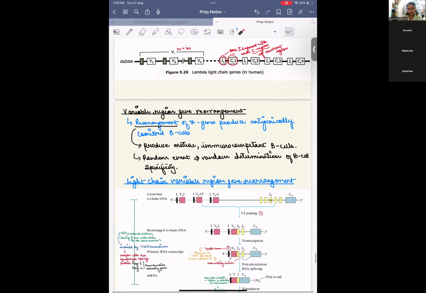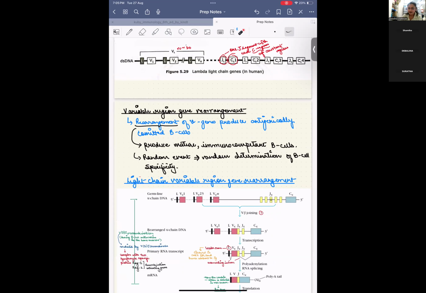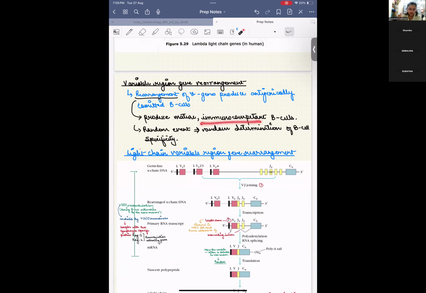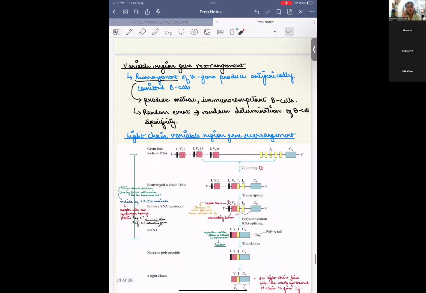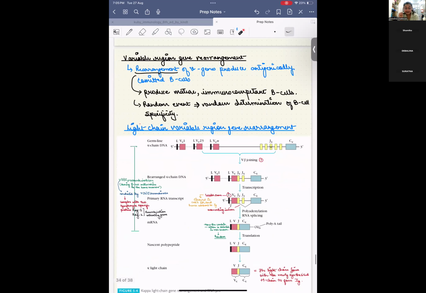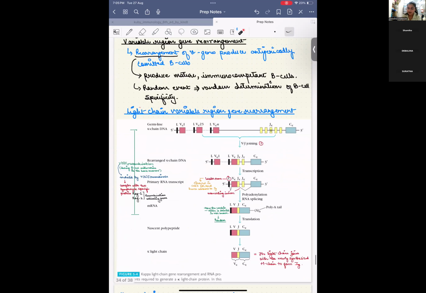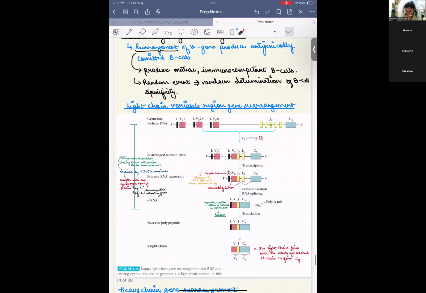And once this rearrangement has happened, it produces an immunocompetent B cell which can bind an antigen. This process of rearrangement is an entirely random event. So the antigenic specificity is determined randomly. The body just tries to bring different combinations together to bring about the diversity that we have been talking about, right?